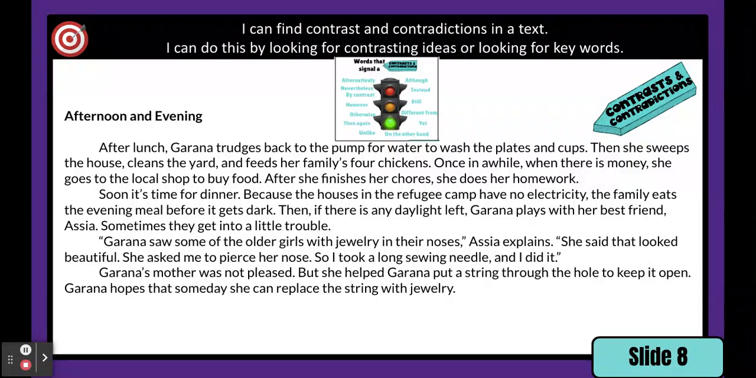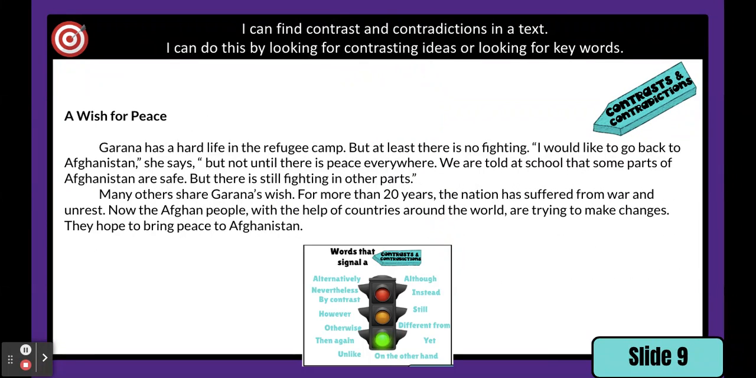Then, if there is any daylight left, Garana plays with her best friend, Asia. Sometimes they get into a little trouble. "Garana saw some of the other girls with jewelry in their noses," Asia explains. "She said that looks beautiful. She asked me to pierce her nose, so I took a long sewing needle and I did it." Garana's mother was not pleased, but she helped Garana put a string through the hole to keep it open. Garana hopes that someday she can replace the string with jewelry. Are you noticing any contrasts and contradictions here? Think about things that are different from what you know.